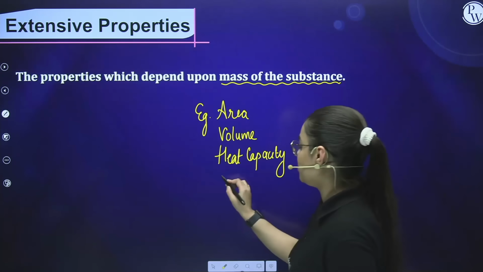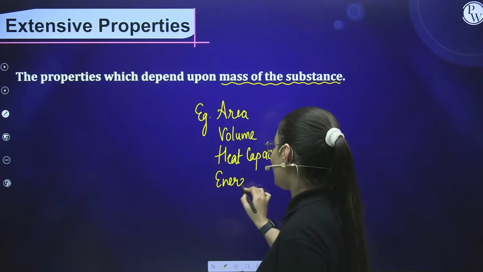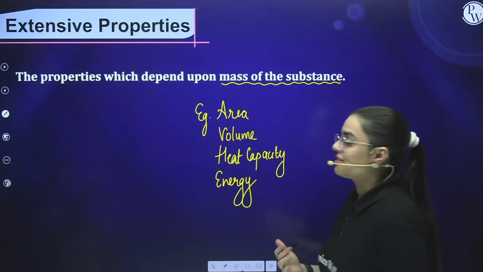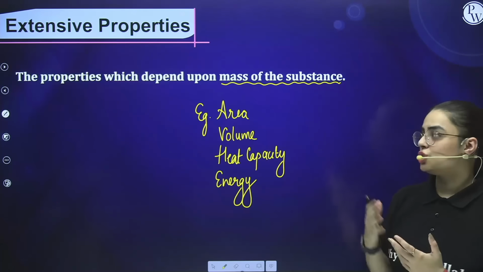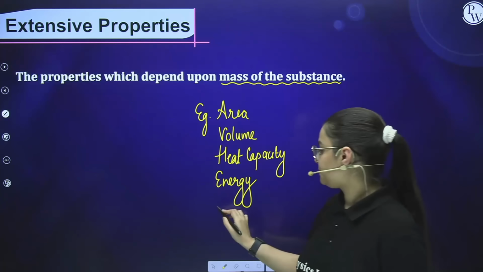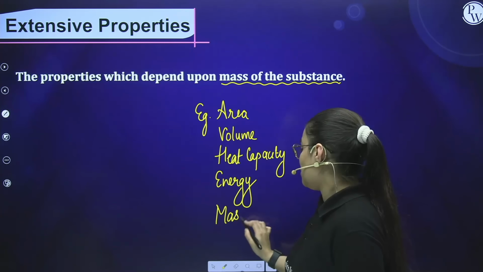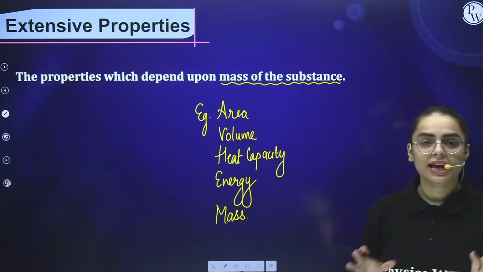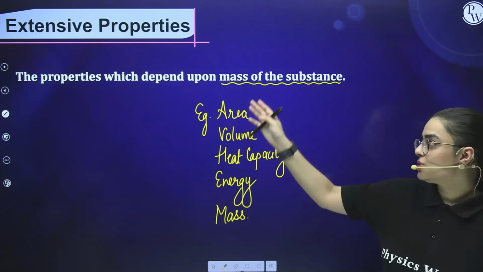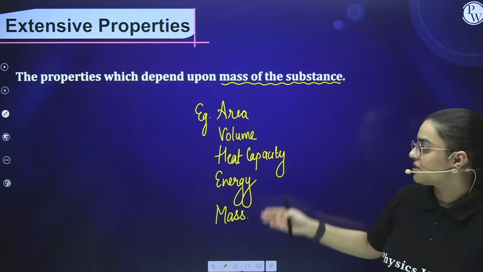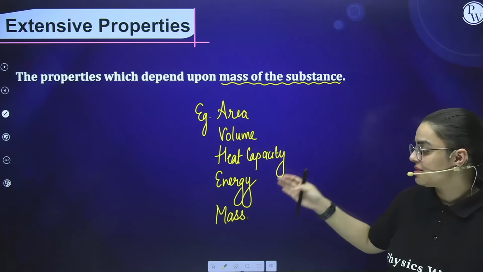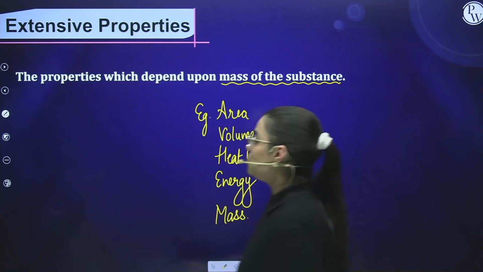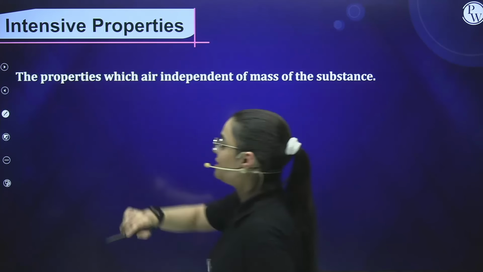Other than this, students, what lies under the category of extensive one? It can be your energy. Energy also lies under the category of what? Extensive property. More than this, students, you can also write mass. Now comes our next kind of property. Hopefully extensive is clear to you. The properties which depend upon the mass of substance. Examples are area, volume, heat capacity, energy and mass. Now moving forward to the next one, these are the intensive properties.